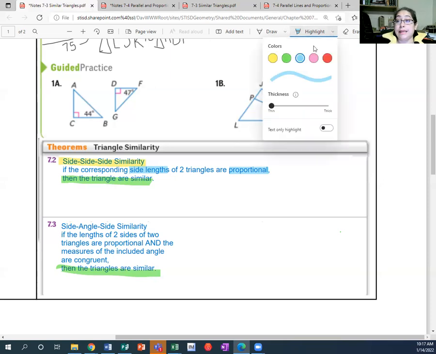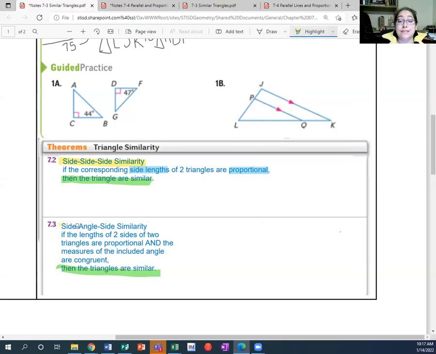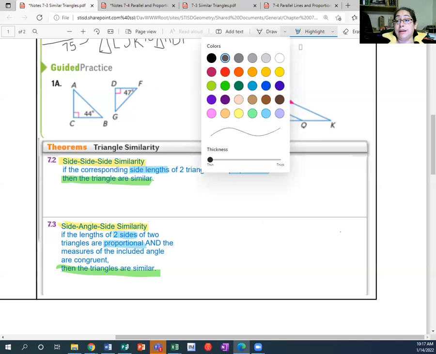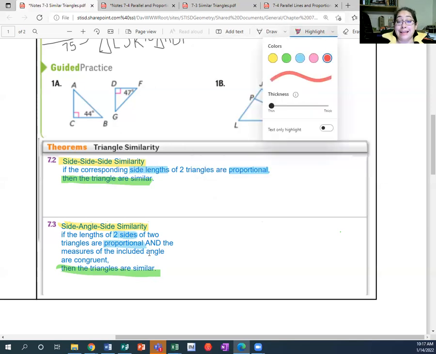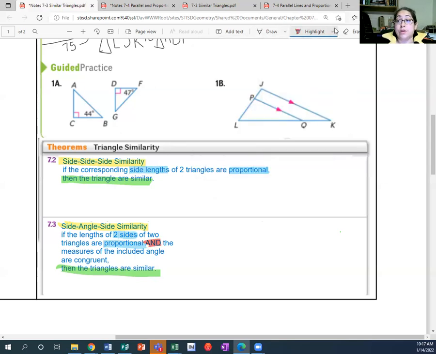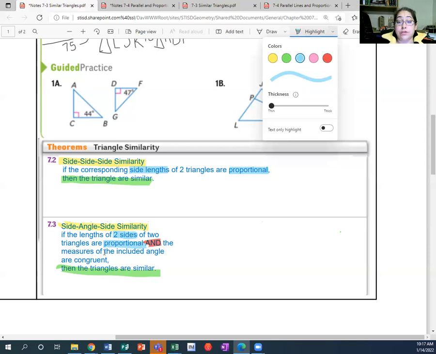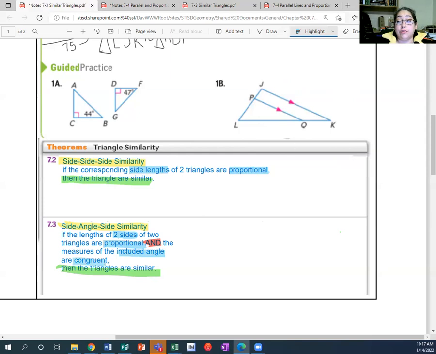The second one is side angle side. So that's going to feel familiar back from our triangle congruence days. This requires two sides of the triangles to be proportional. The first one, we needed all three sides to be proportional. This one, we only need two. But there is the word and in this. So that's not the only criteria. I also have to look for the included angle being congruent.